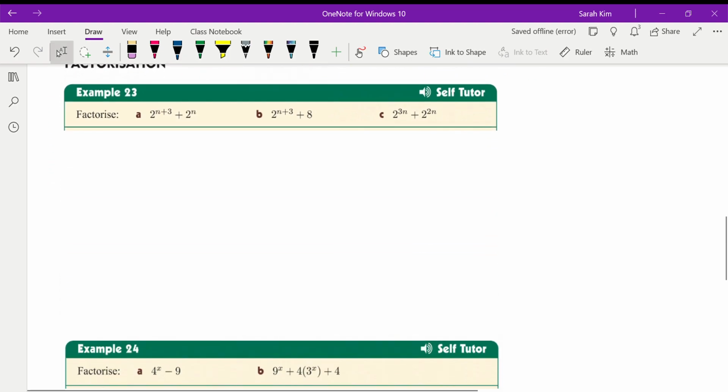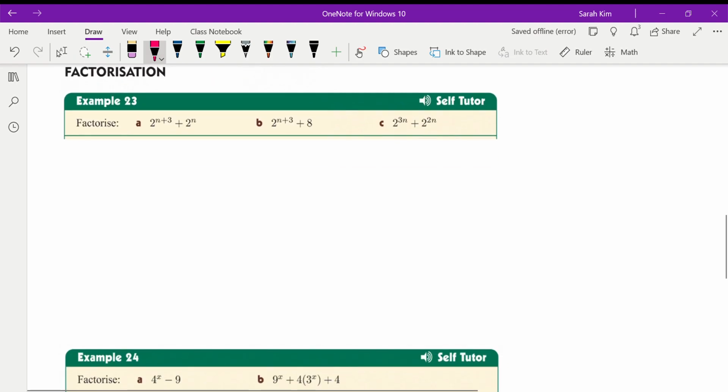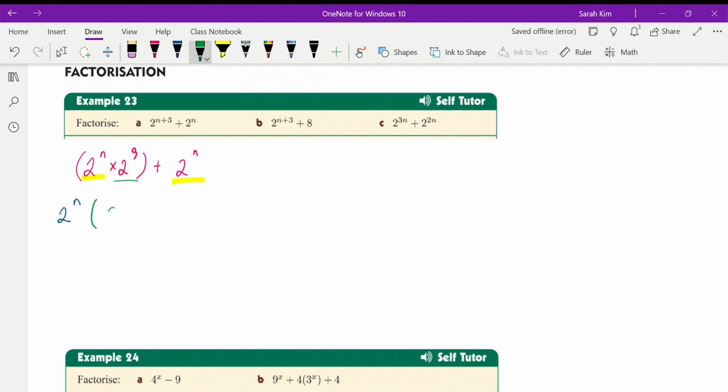Alright, let's try factorizations. So with this one, you need to figure out what exists in both of them. So hopefully you can see that it's 2 to the power of n times 2 to the power of 3 in order to have that plus. So I've separated them. And then it's going to be 2 to the power of n. And hopefully you notice that these exist in both of them. So I'm going to factorize it out. And then the leftover is going to be this term. And then 1 for the next one. And that's how you factorize that question.